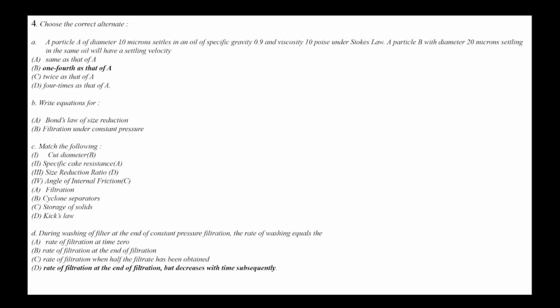Particle A of diameter 10 microns settles in an oil of specific gravity 0.9 and viscosity 10 poise under Stokes law. Particle B with diameter 20 microns settles in the same oil with the same settling velocity. So it is one-fourth that of A. This question we have solved in 1991. So go through that question; it is on my other channel.